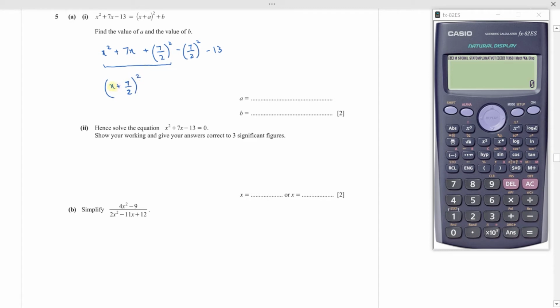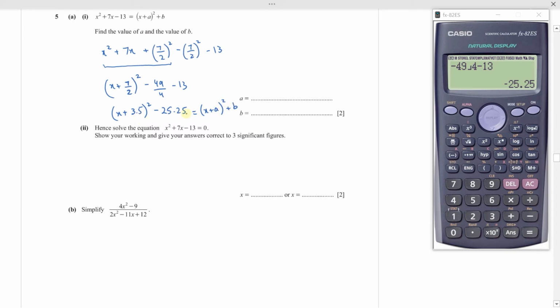If I expand this, I will get x square plus 2 into x into 7 by 2 will give me 7x, and then 7 by 2 whole square. And then if I take the square of this, I will get minus 49 over 4 minus 13. So I can write this as x plus 3.5 square, since 7 over 2 is 3.5. And then let's calculate this, which will be minus 49 over 4 minus 13. So this is minus 25.25. And we know that this is equal to x plus a whole square plus b.